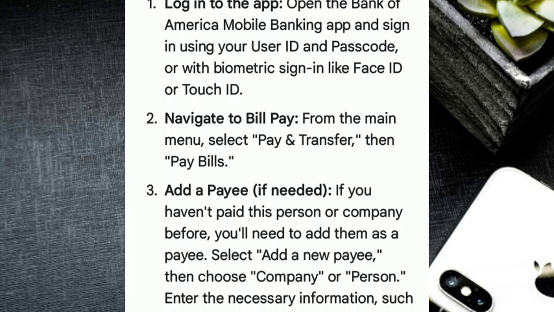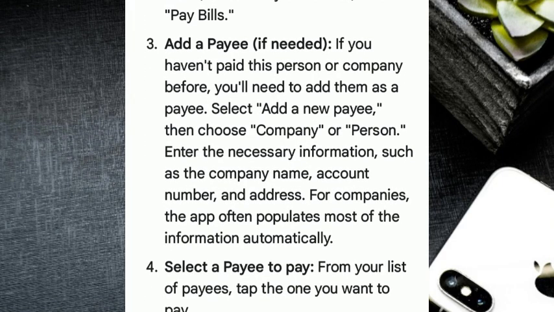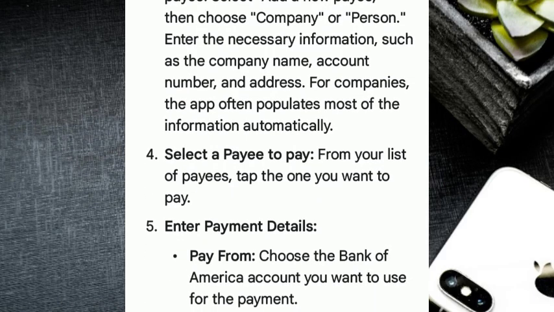3. Add a payee if needed. If you haven't paid this person or company before, you'll need to add them as a payee. Select Add a new payee. Then choose company or person. Enter the necessary information, such as the company name, account number, and address. For companies, the app often populates most of the information automatically.